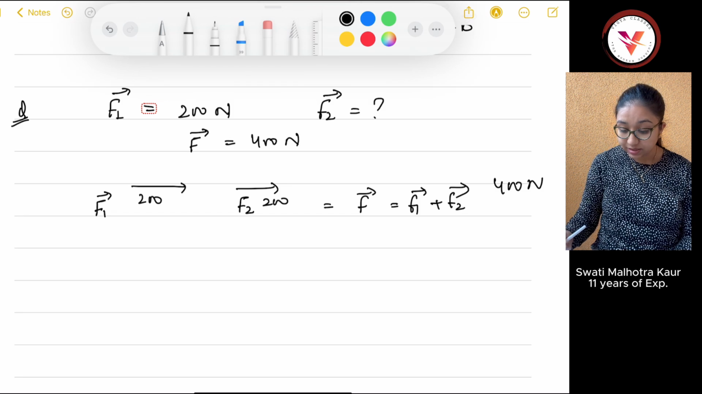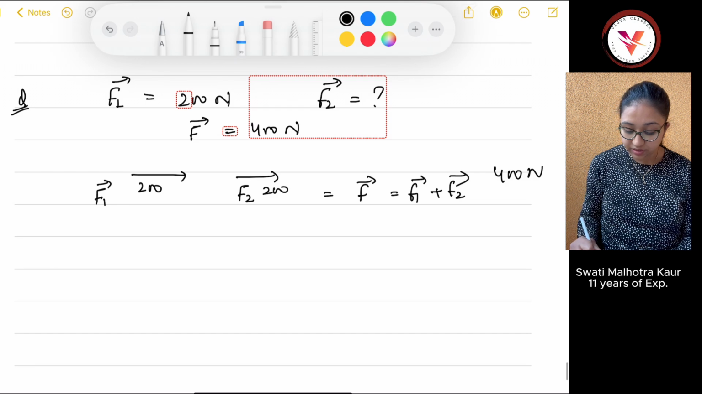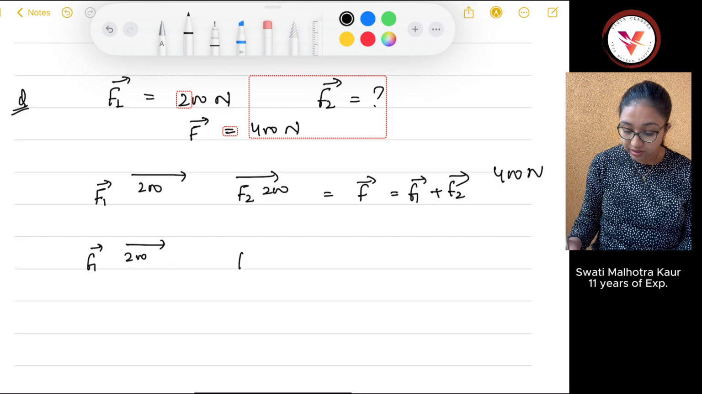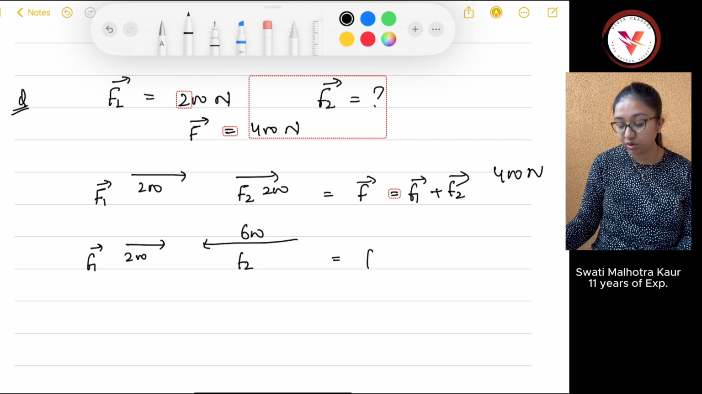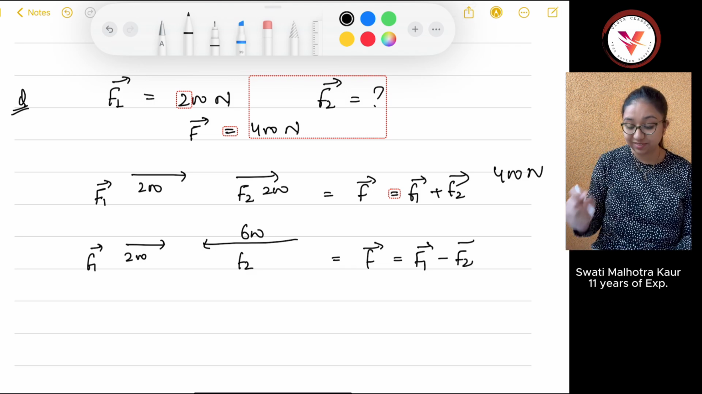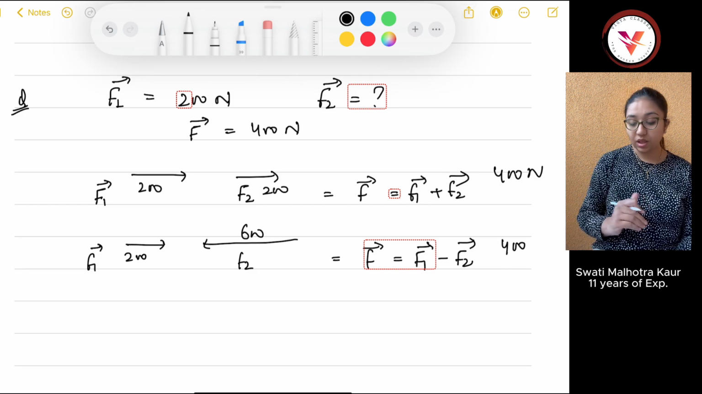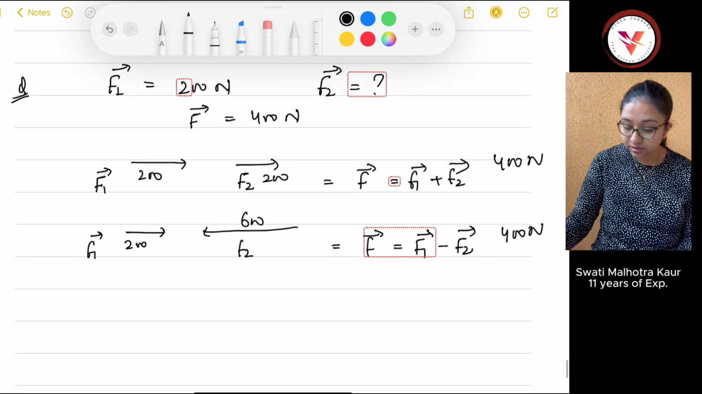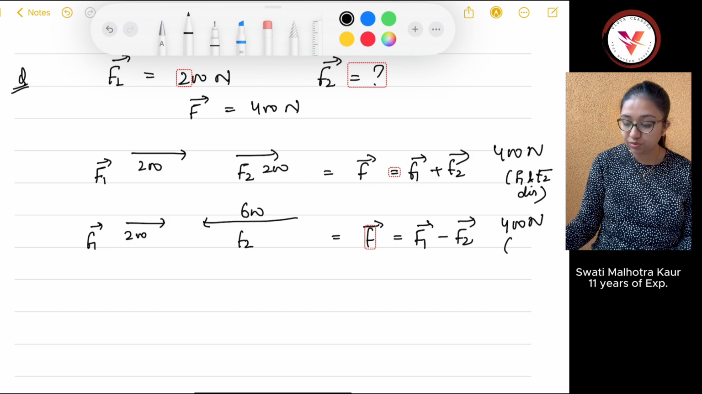Another is, let's see, because they don't give the direction. Okay, they have just given the magnitude. So F1 is 200 Newton, so you can take F2 as 600 Newton, but in opposite direction. So here you can subtract it. F1 minus F2, and the direction would be of F2 because F2 is larger, 600. And if you subtract it, it again gives you 200 Newton. Okay, so this is in F1 and F2 direction, and this 400 Newton is in F2 direction.